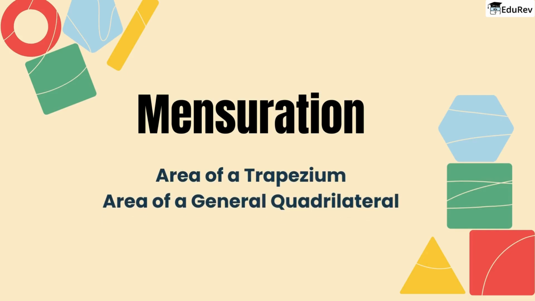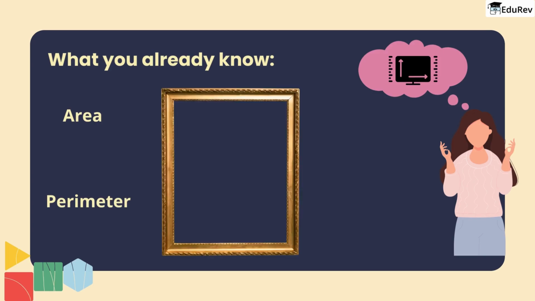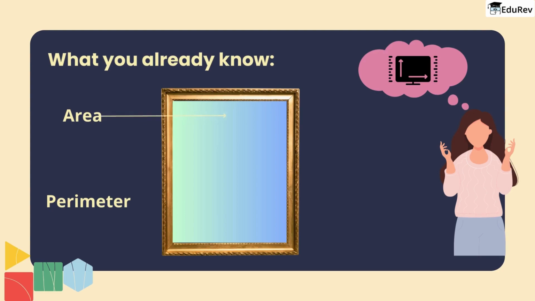In this video we will discuss the area of a trapezium and the area of a general quadrilateral. You already know from your previous classes that area measures how much space a shape covers, and perimeter is the outline distance around it. Just like when you're laying out a picture frame, the glass inside is the area, while the frame itself is the perimeter.